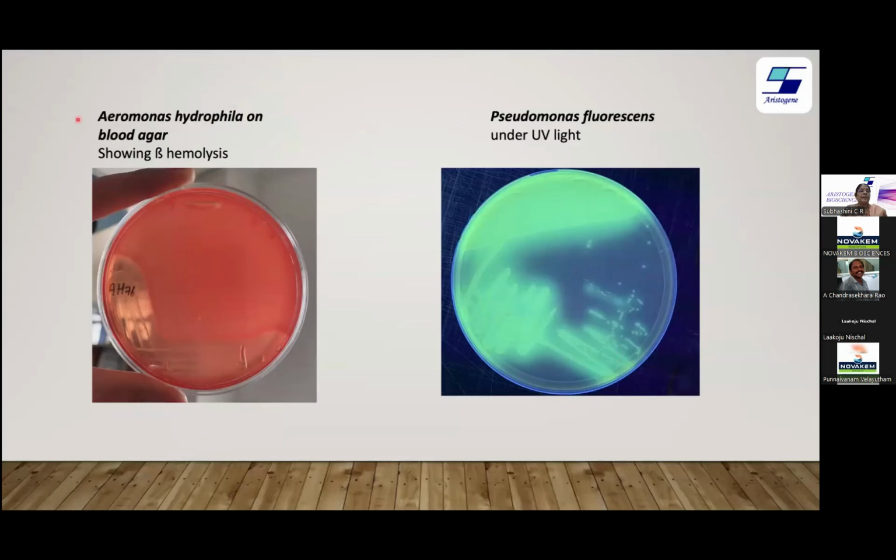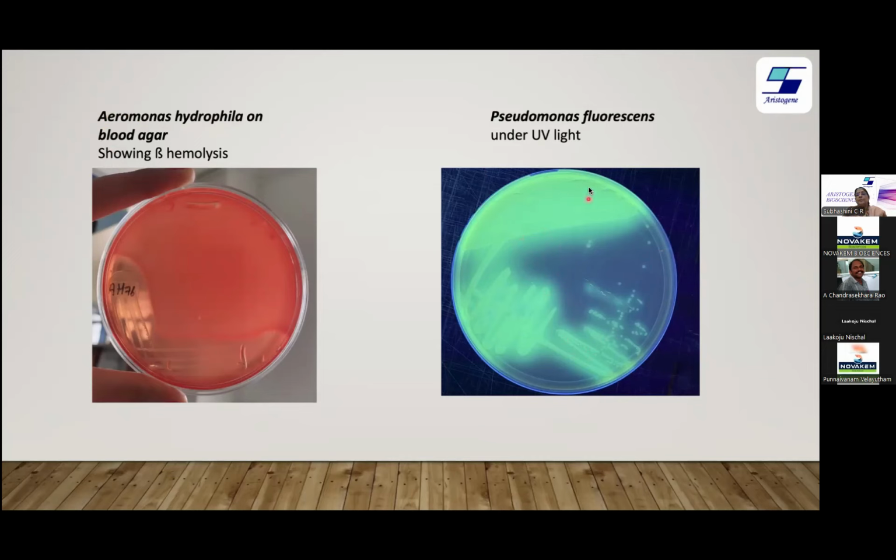Say, for example, if you're suspecting your organism is Aeromonas hydrophila, then we can plate it on what is called blood agar, which contains sheep blood. We see a zone of beta hemolysis. You can see that this is the place where we have streaked Aeromonas. You can see a wide zone of clearance of the hemoglobin. This is called beta hemolysis, which is a characteristic of Aeromonas hydrophila. And this is an agar in which Pseudomonas is plated.